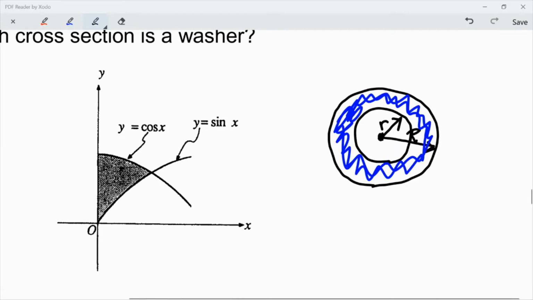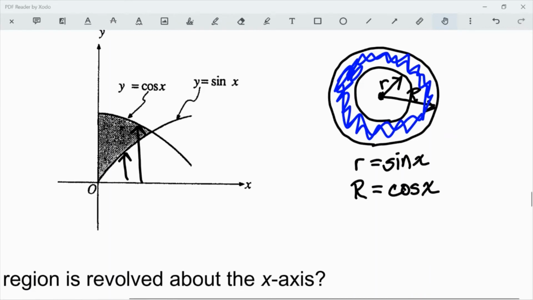So I've got an r value here. The inside radius is that distance right there, so I'm going to call that sine x. The outside radius goes up to the upper curve, and that's going to be a distance of cosine x. So for that cross-sectional area, I'm going to do the outside circle minus the inside circle.